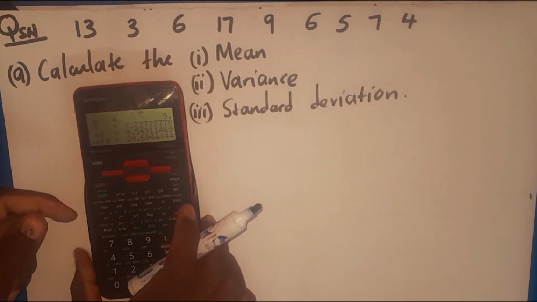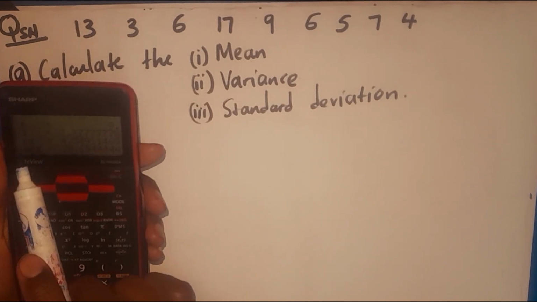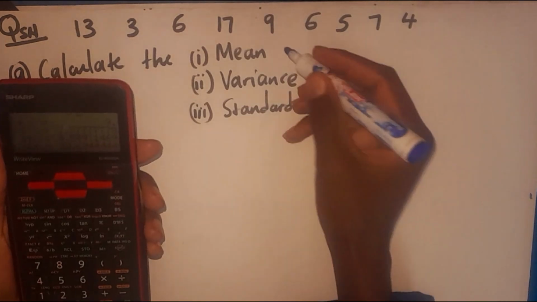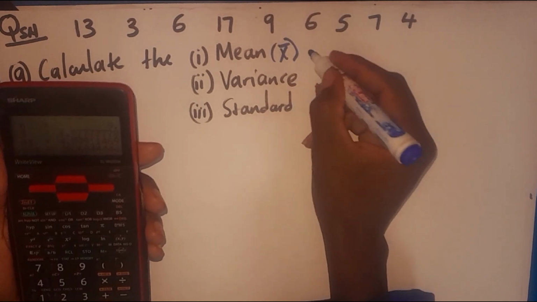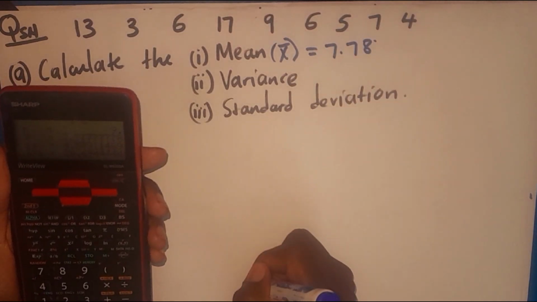And now I'm sure we are seeing it. It is showing n is equal to 9, and then x bar. And we know that x bar is the mean. X bar is equal to 7.78 if you round it off.